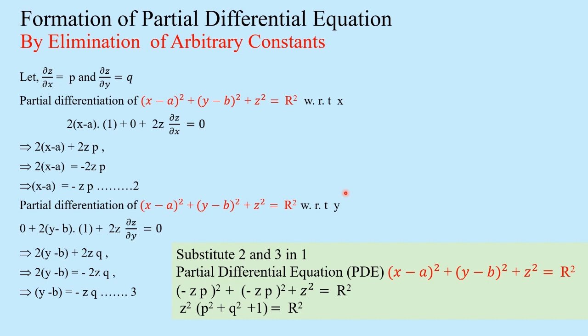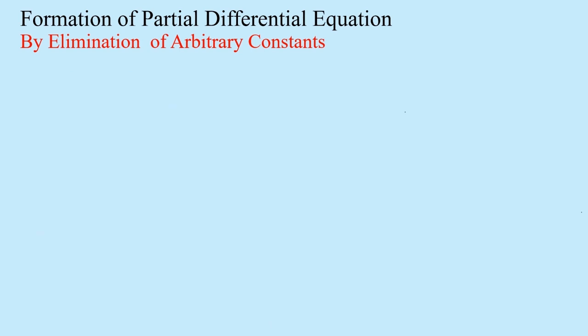Now substitute 2 and 3 in equation 1. So this is the equation 1. So here we are substituting the value of this and this here. So we get this. Now take z square common out, we get this. This is the required PDE.